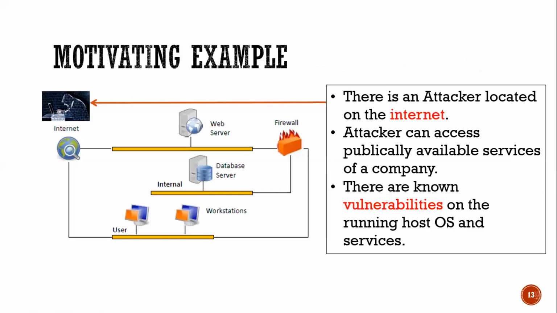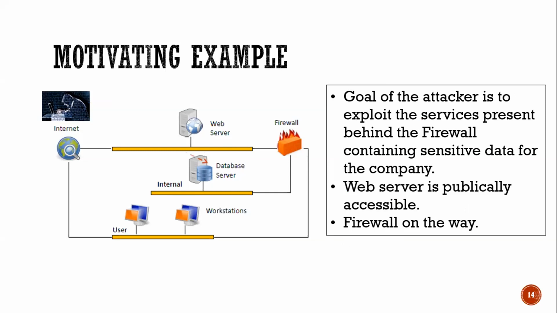So let's take a look at a motivating example where the attacker is located on the internet, and his goal is to reach this database server and exfiltrate the information out of the database server to his command and control center. And there are some publicly known vulnerabilities on these machines. Basically, the attacker is trying to exfiltrate the information from the database server, but there is a firewall on his way, so he cannot directly access this database server. So he either needs to go through the web server or wait for an internal user to download some of his malicious code and use that as a pivot to go to the database server. And the web server is the only publicly available service in this network.